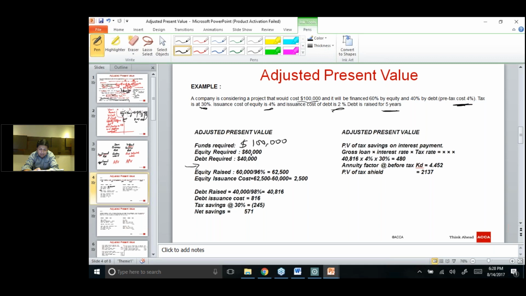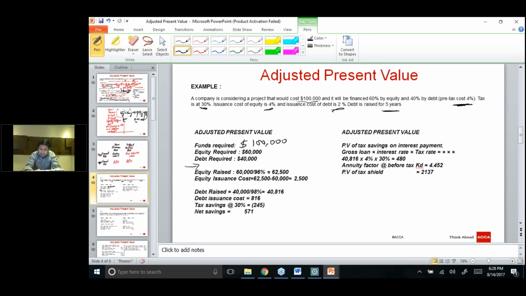Let's suppose $60,000 of funds are required through equity, and you have raised $60,000. If you raise $60,000, obviously 4% of that will be the issuance cost, which is near $2,400. Out of $60,000, $2,400 will go to the issuance cost, and you will be left with $57,600. Obviously, you will be short of funds to support the machinery and other initial requirements.